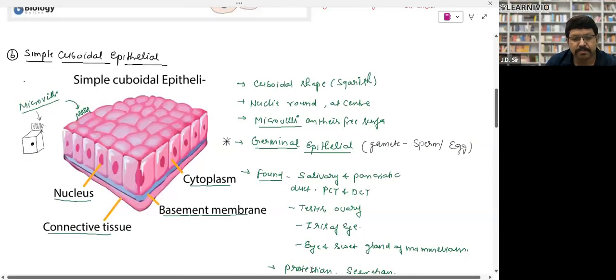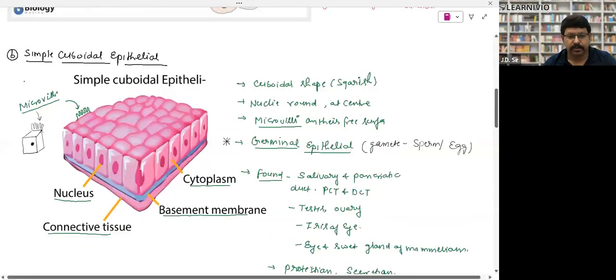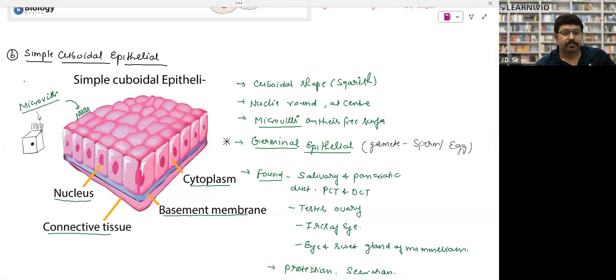Now come to simple cuboidal tissue. Cuboidal tissue cells have a cube-like structure. You can see they have a cube-like structure. Cuboidal shape is a squarish shape. Nuclei are round and at the center. In squamous tissue the nuclei were flat, but here the nuclei are round and at the center.